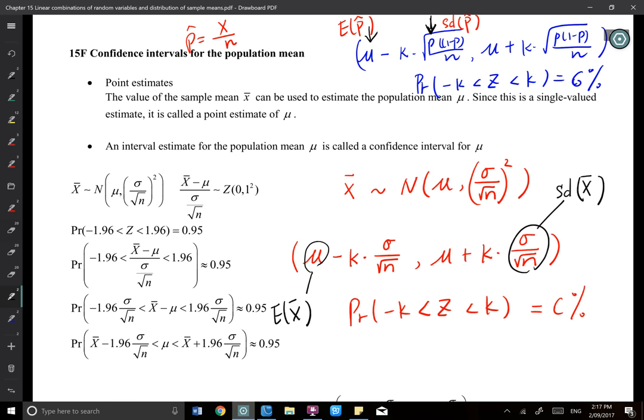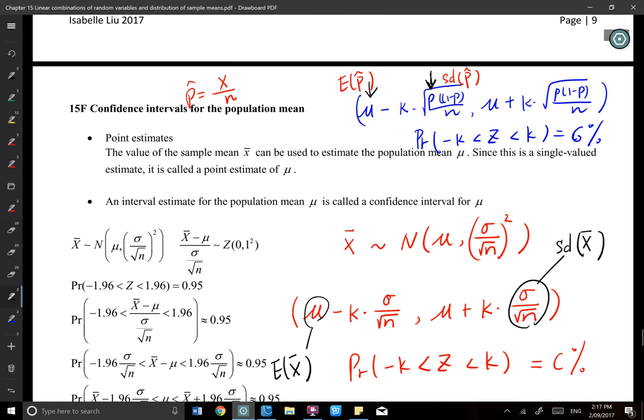What's wrong? There's no X in Methods. There's no P hat in Stats, only P hat in Methods. So we don't use P hat in Stats? You're not using P hat in Stats, but you use P hat in Methods. So you need to know both of that.